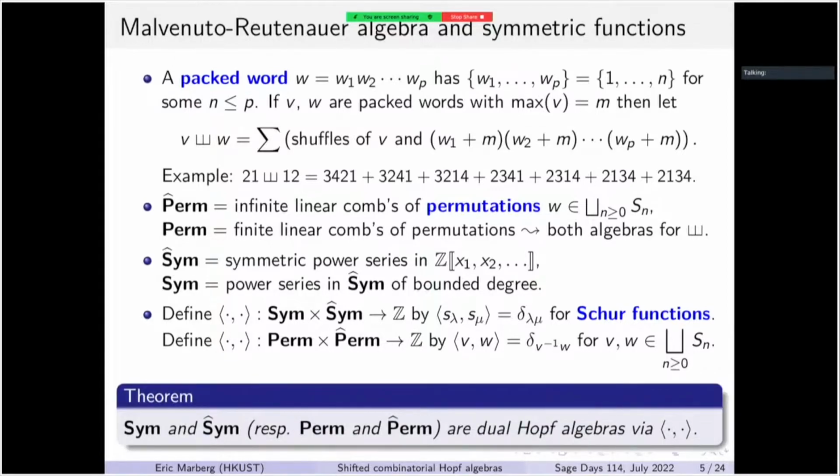So the theorem here actually contains a lot of content. If you dig into the details, it says these two Hopf algebras, these pairs, are dual Hopf algebras with respect to this form, which means that even though I haven't told you what the coproduct maps are, the products for these two algebras completely determine the coproducts. For symmetric functions, this is the property that if you take a representation of the symmetric group, if you induce it or you restrict it, you see Littlewood-Richardson coefficients both ways.